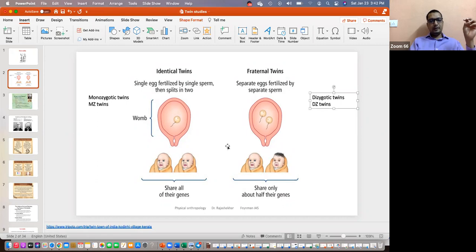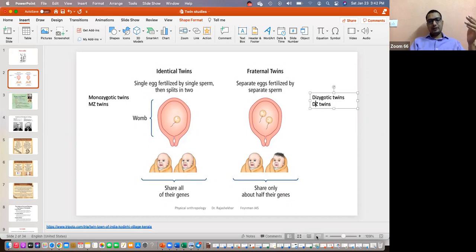Okay, but only in the case where the zygote gets split for some reason does it result in monozygotic twins. Okay, right. Is the concept clear? MZ twins, DZ twins. And I'll talk to you further on these studies, which are well known as twin studies.